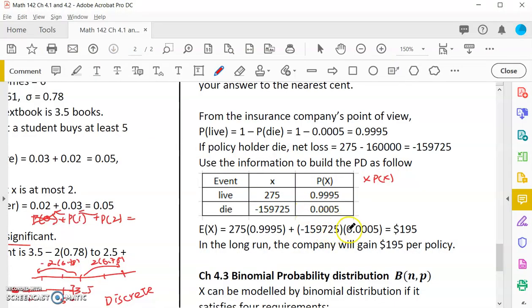It's positive from the point of view of the insurance. The insurance will not collect 275 from everyone because some people actually die, so they only gain $195 from you if you live on. Per policy, they gain 195, so it is to their advantage to sell as many as possible. So these are all applications of probability distribution tables in business as well as in games.